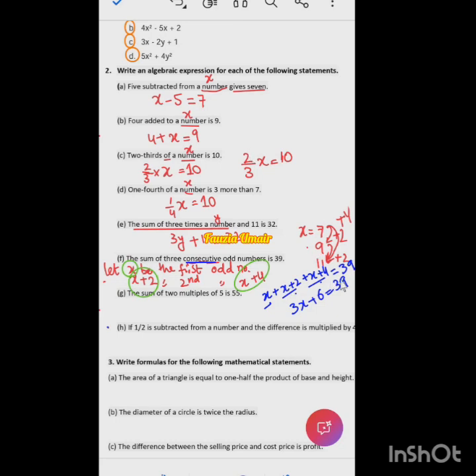Okay. Yes, ma'am. So the next is the sum of two multiples of 5. The sum of two multiples of 5 is 55. 15 and 40. 15 and 40, but we need to write it down in algebra. So how are we going to write it down? The sum of two multiples of 5. 15x.